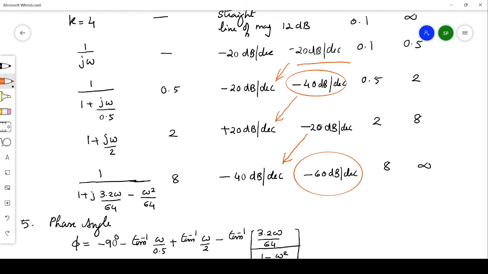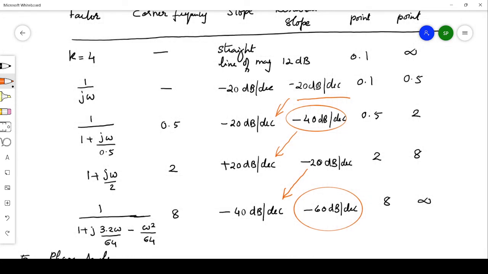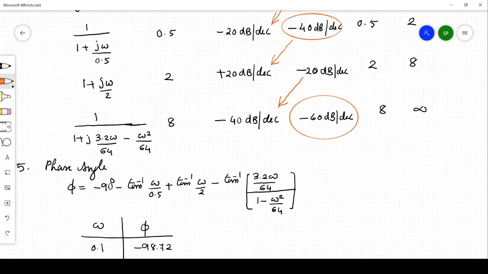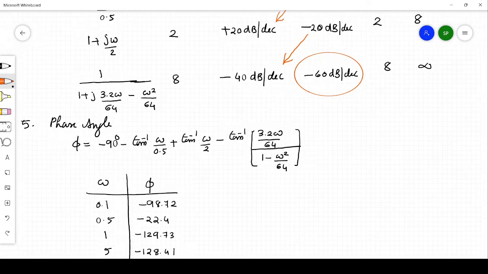And do we have any more factor in the table? We don't have any more factors in the table. That is the last factor in the given transfer function, so this slope will continue till infinity. Now, for plotting the magnitude plot, we have formed the table and got the resultant slope, and we know where the slope is changing. The corner frequencies also we have identified.